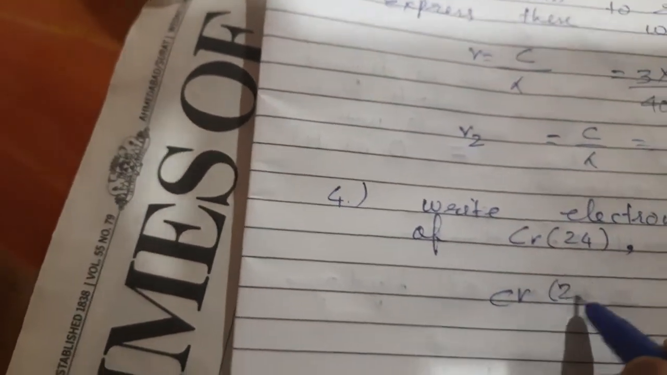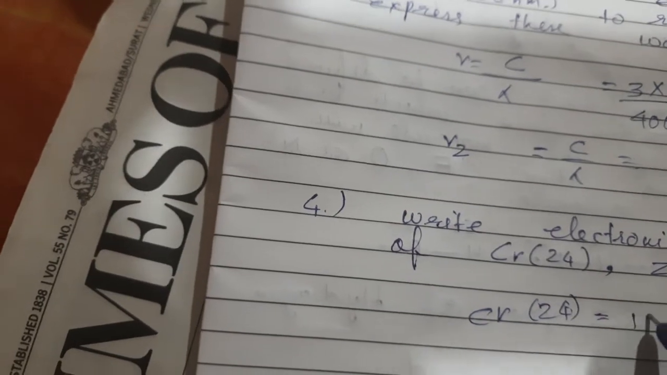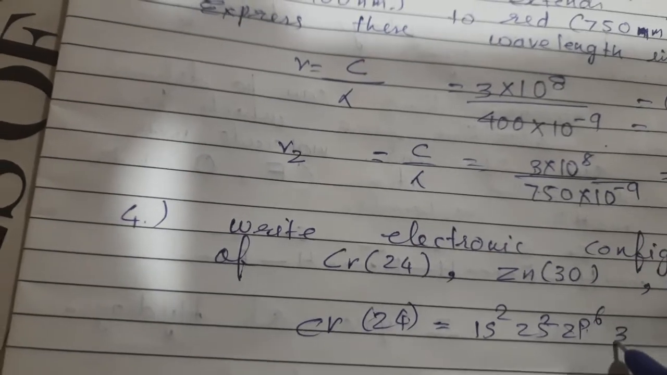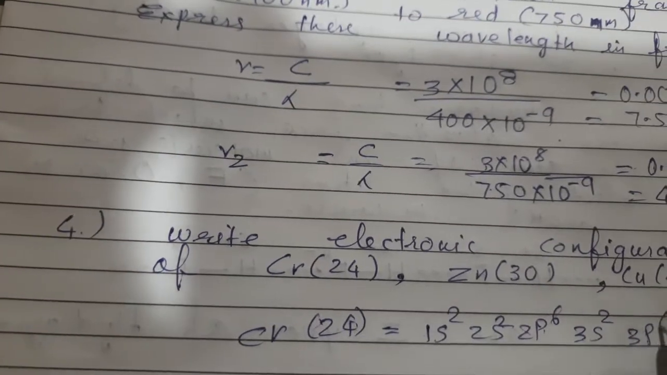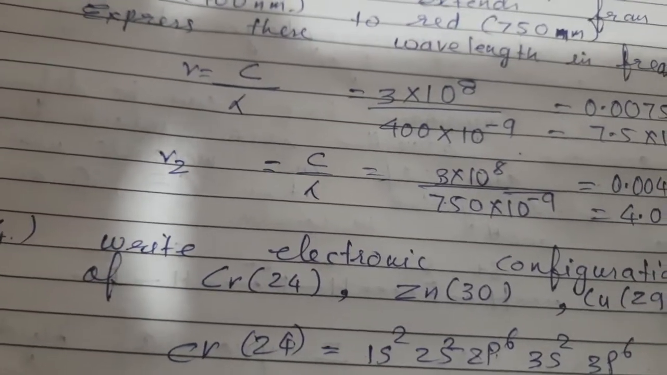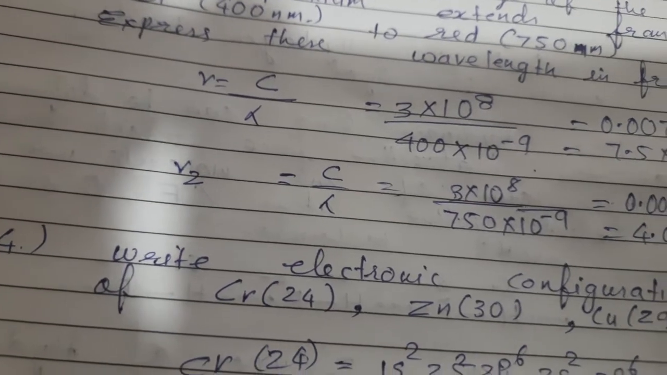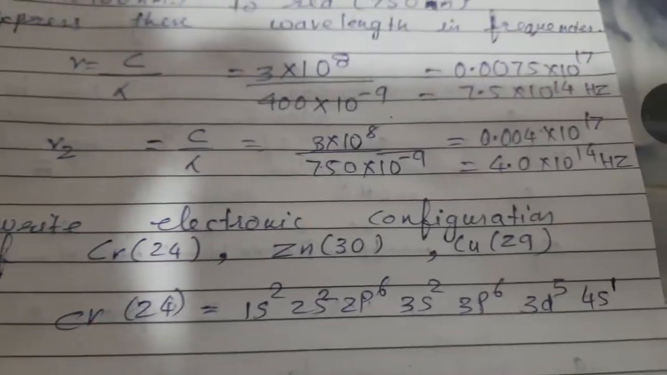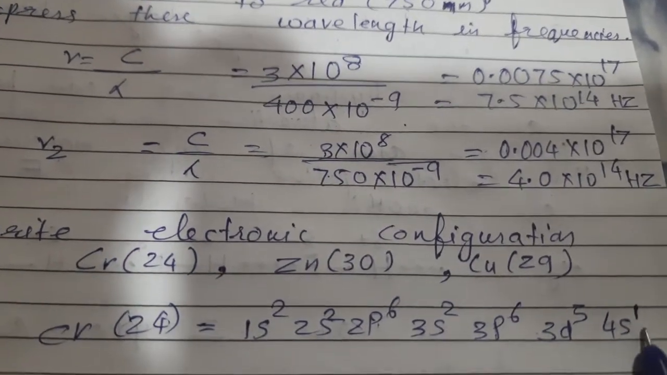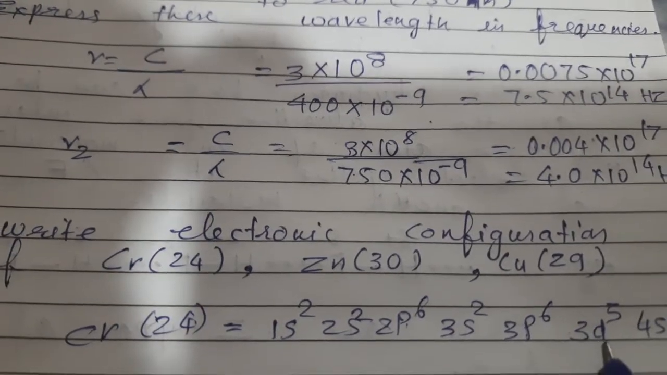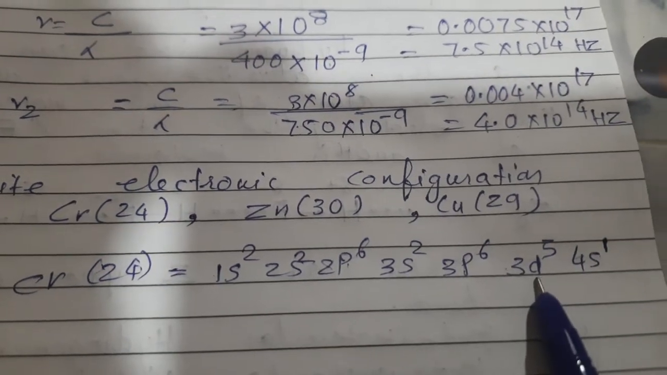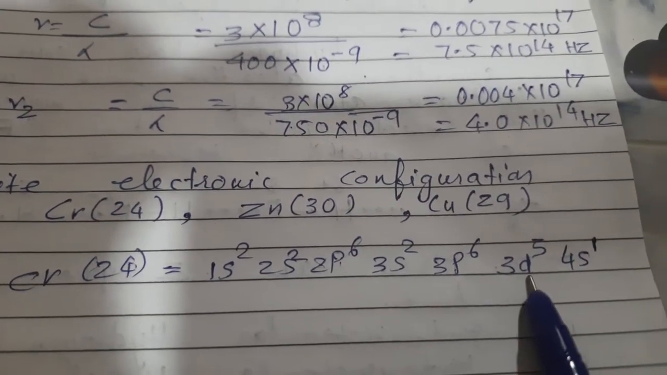Chromium 24 is equal to, we will write 1s2, 2s2, 2p6, 3s2, 3p6. It is 18, till 18 I have written. Then 18 and 2, 20. But as I know that half filled and completely filled d orbitals are more stable, so we will write here one electron from 4s will go to 3d and it will become 3d5, because we have read that half filled and completely filled orbitals are more stable. So it is half filled, 3d5 means half filled.